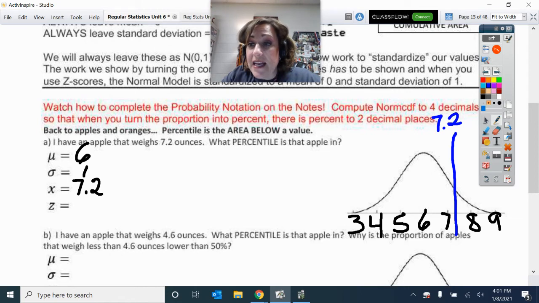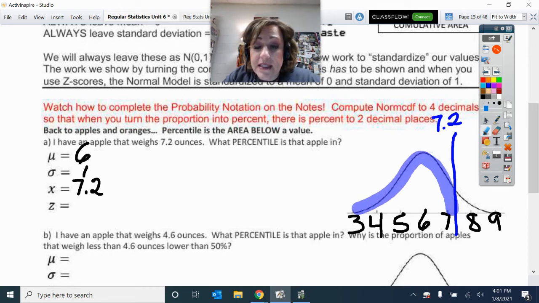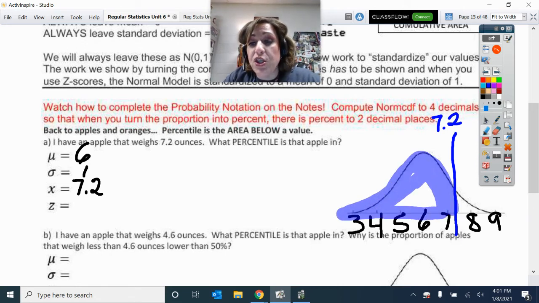Well, shade that area. A percentile is the area below. So this is what we need to compute. All right, so that's how you work this problem. Now we're going to come on over here to the z-score.